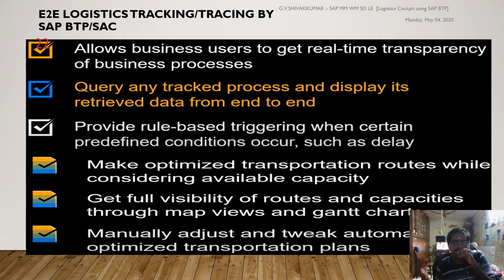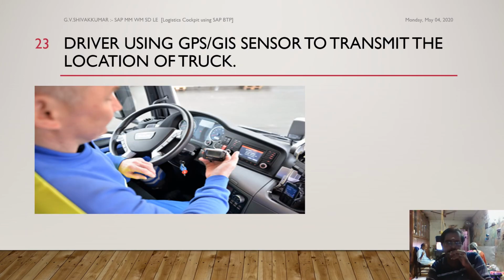Make optimized transportation routes to determine proper routes, the shortest path, and maximum coverage of customers in a short span of time, while considering the available capacity. And get full visibility of routes and capacities through map views and Gantt charts. Manually adjust and tweak the automated and optimized transportation plans. Okay, these are the benefits.